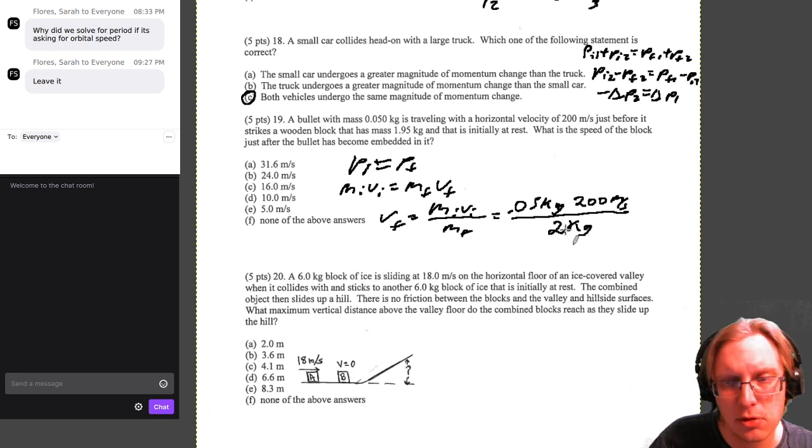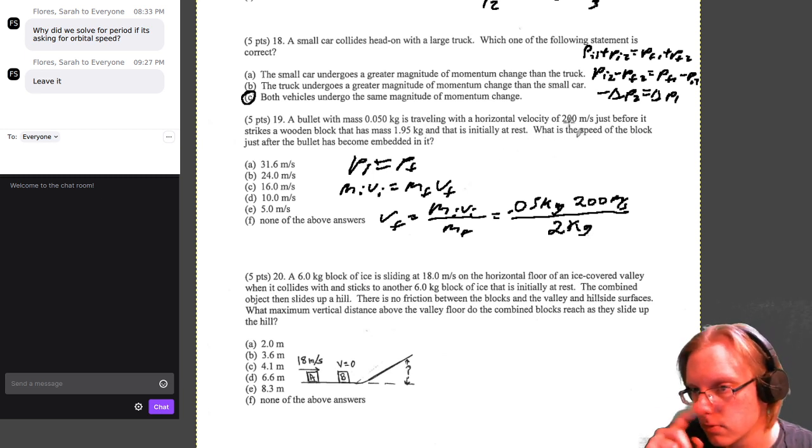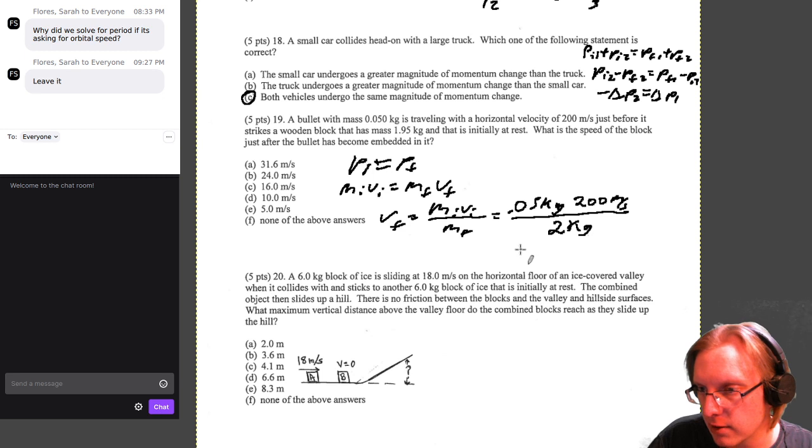50 grams. That might be a bit much for a bullet. I don't know. Anyways, maybe it is. Maybe it is, maybe it isn't. So this is to do kilos, yep, yep.